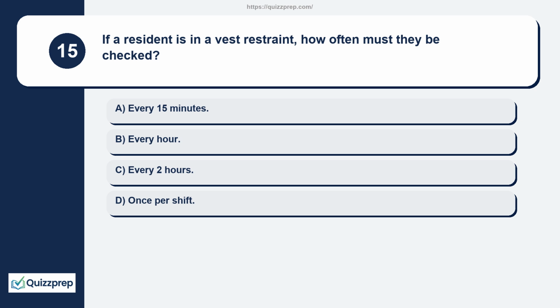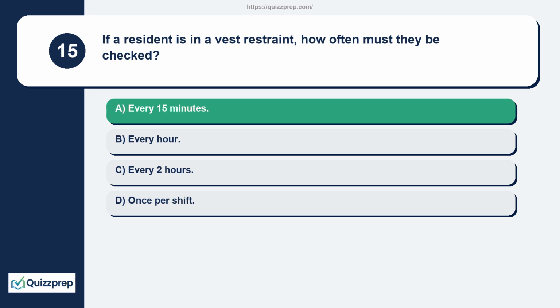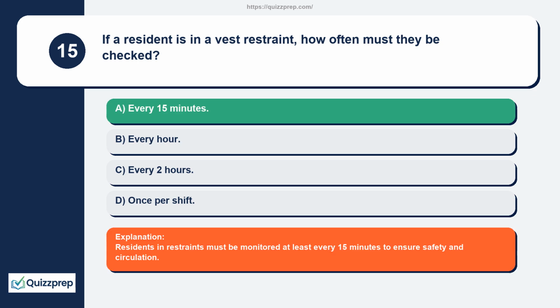Question 15. If a resident is in a vest restraint, how often must they be checked? Every 15 minutes. Every hour. Every 2 hours. Once per shift. Residents in restraints must be monitored at least every 15 minutes to ensure safety and circulation.